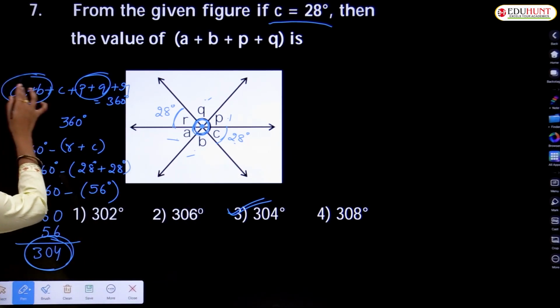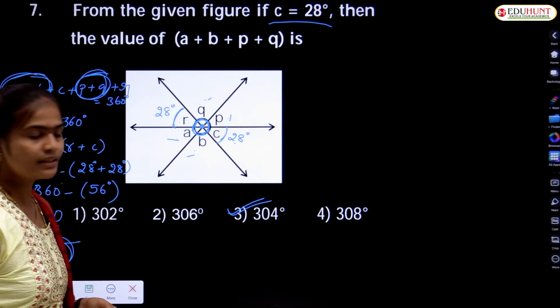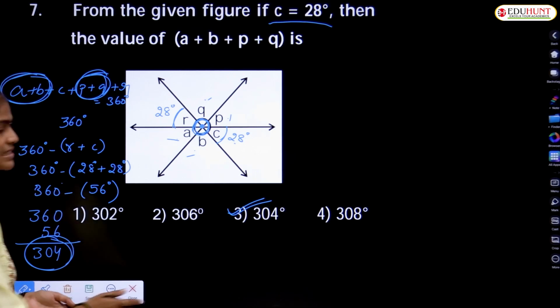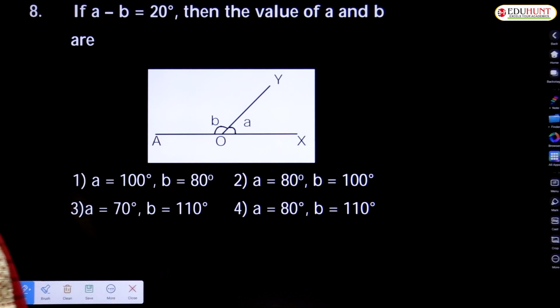Then only we will get the sum of angles A and B and P and Q. Okay, so what is that answer? The answer is 304 degrees.